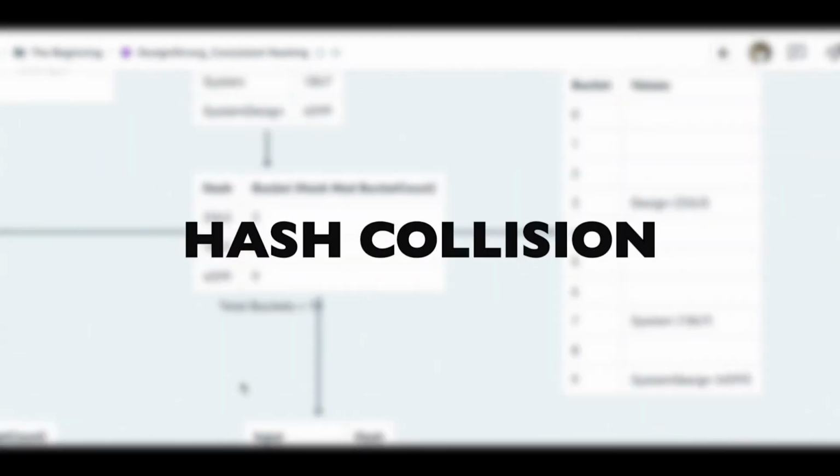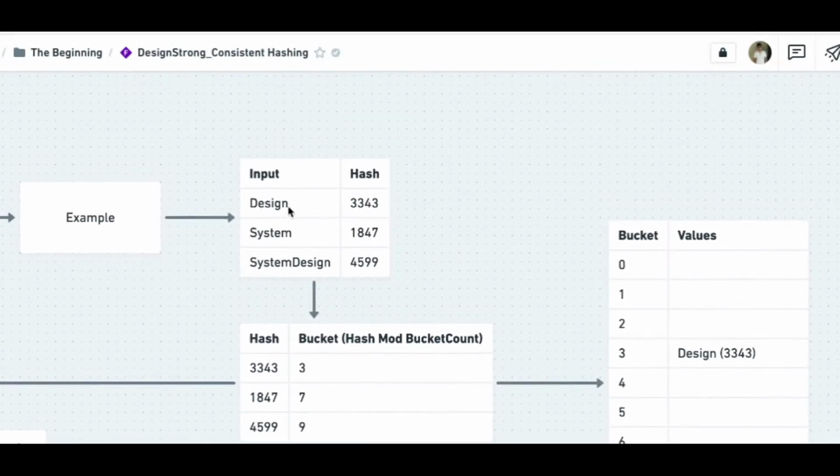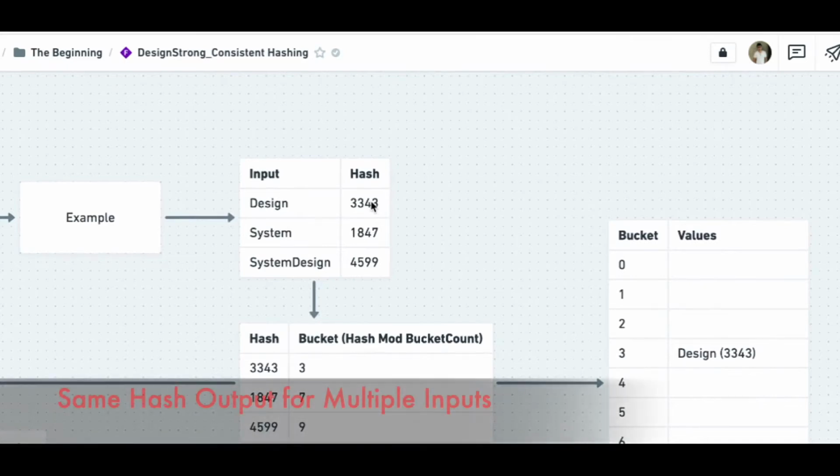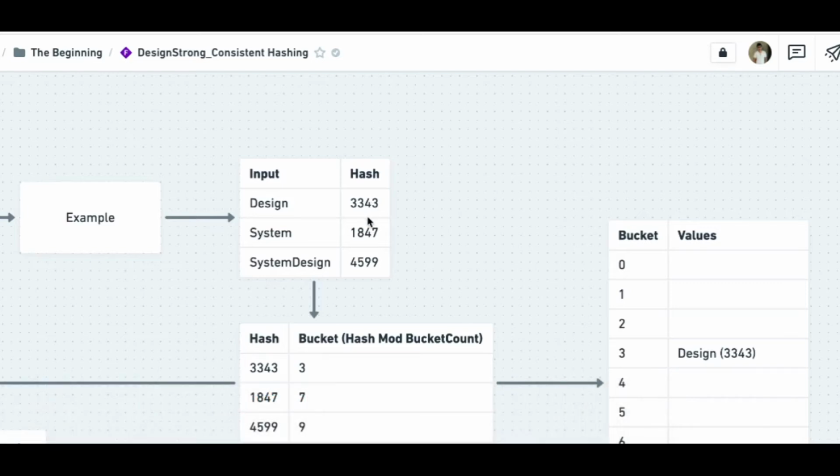But there is a problem. Now let's see where the problem is. Coming back to the hash function, what we are seeing here is that for every input it is providing a specific or unique output. What if for multiple inputs it provides us with the same output? Possible, right? Because let's say our hash was designed to return only 4 characters, then it is quite possible that more than 2 strings can have the same output.